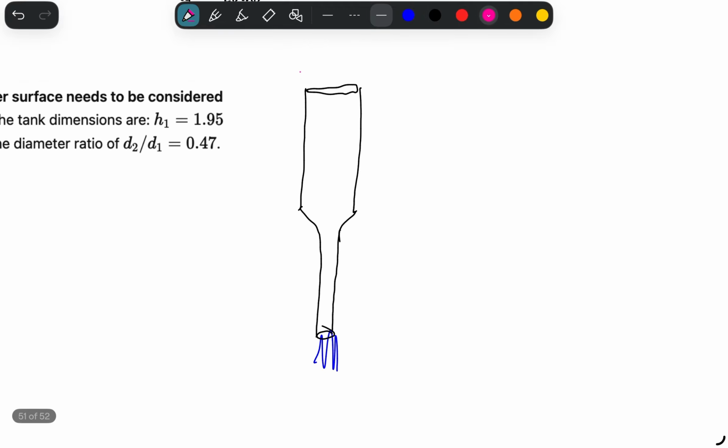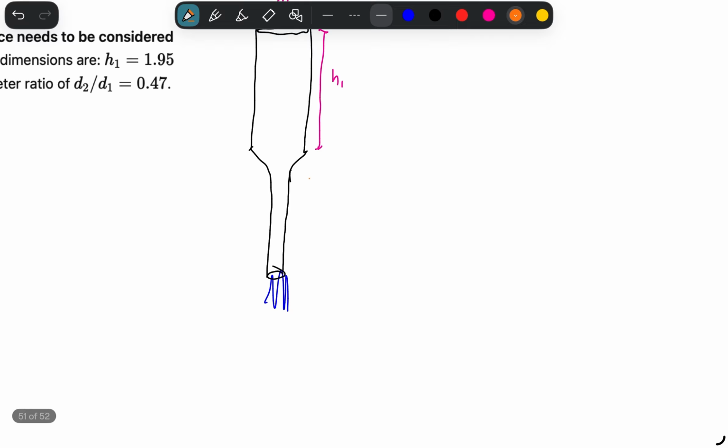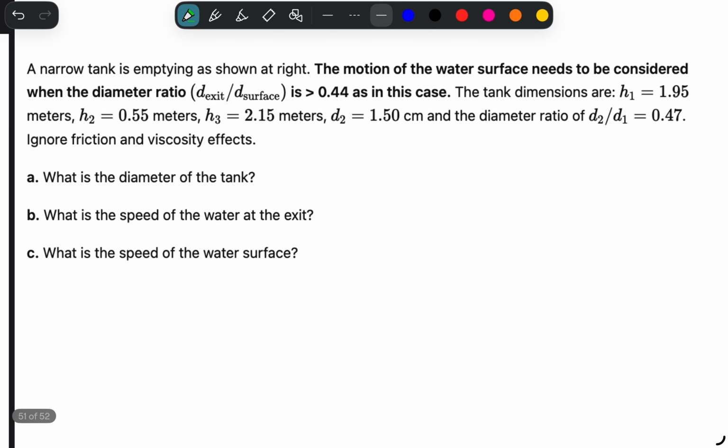We're going to call this D1, and we're going to call this here H1. We're going to call this H2, and let's call this D2. Our water is going to fill up this tank like this. Now, first we're asked, what is the diameter of the tank?